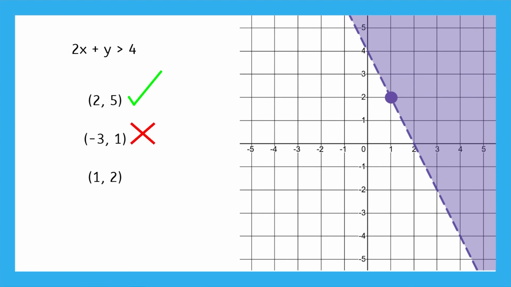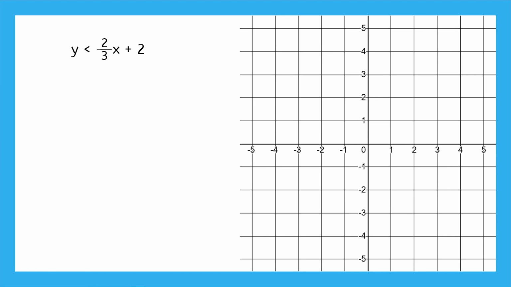It is on the line after all, but the line is dashed, meaning the points on the line do not count as solutions. Remember, the line is where both sides of the inequality will be equal. If it's an or equal to inequality, then that's fine, but inequalities that require strictly greater than or strictly less than don't want the sides equal, so the points on the line don't work.